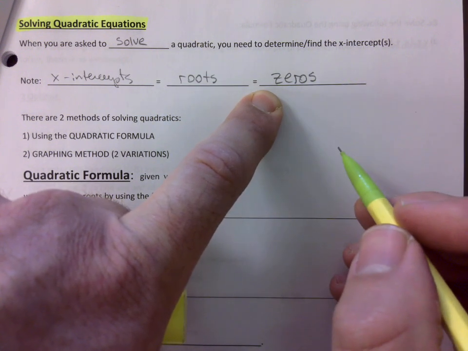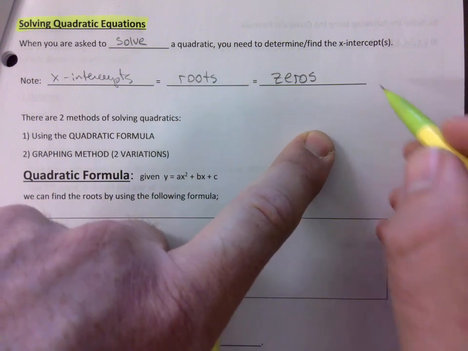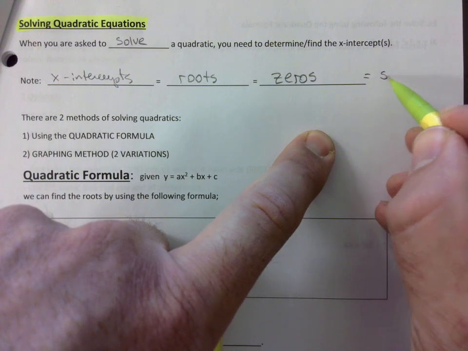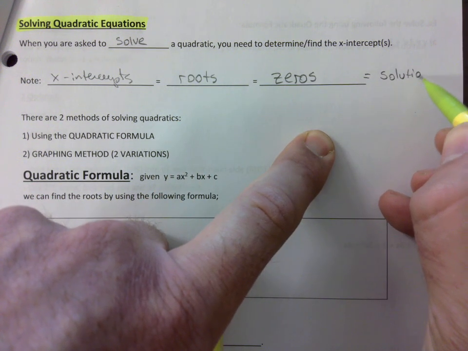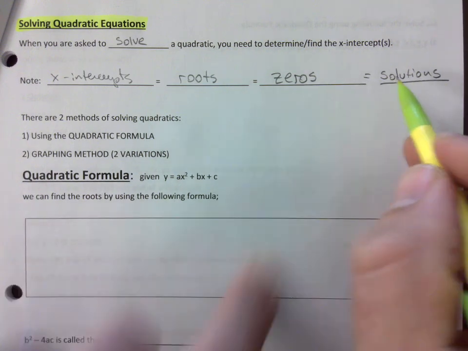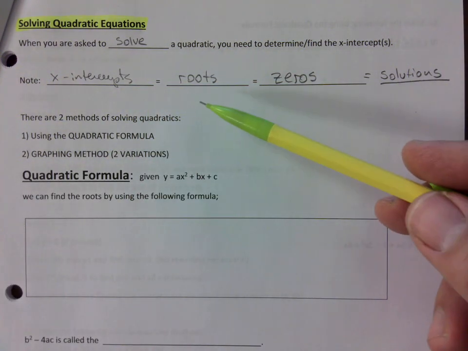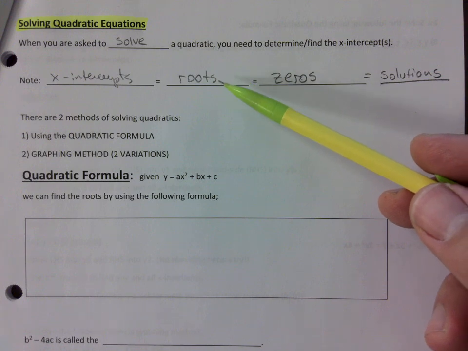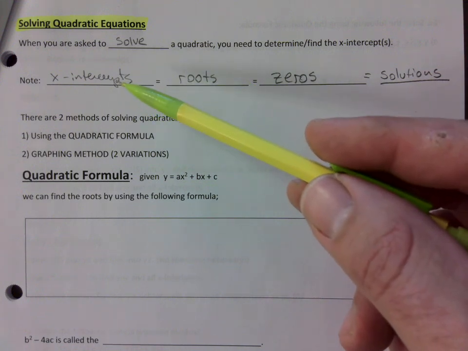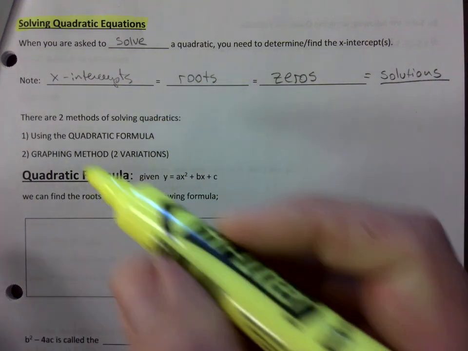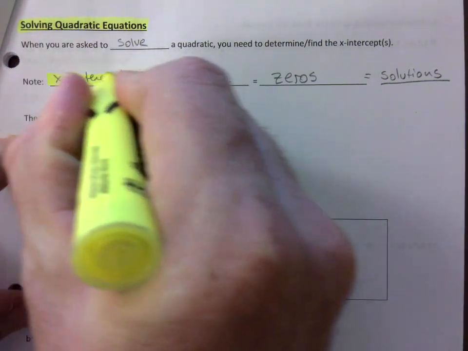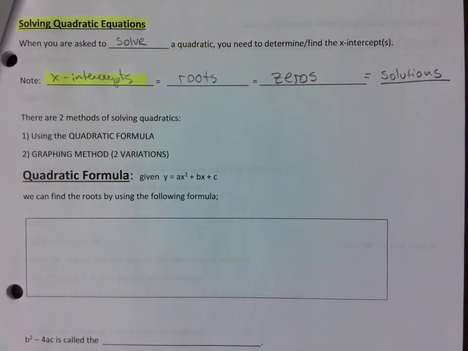And I want to add one more, also solutions. Folks, these all say the same thing. So if I ever ask you, find the roots of this quadratic, you should know ultimately that it's finding the x-intercepts. That's the main idea here.